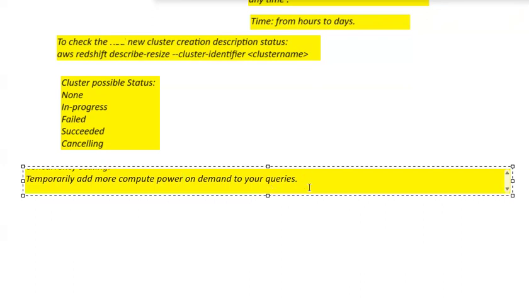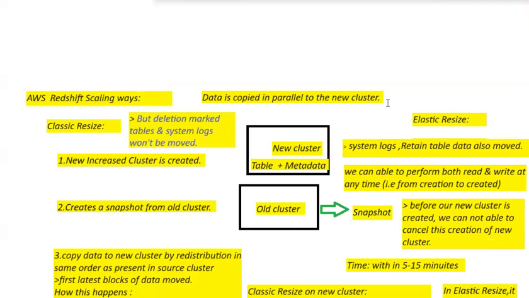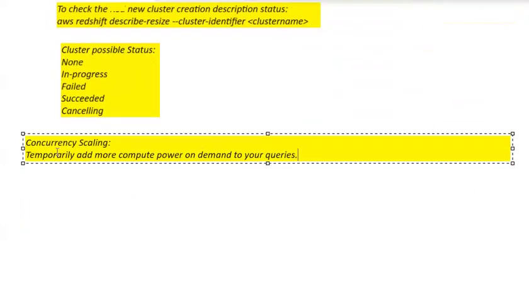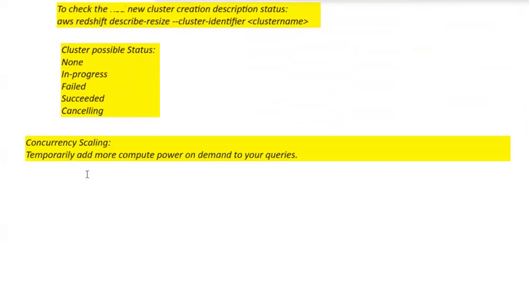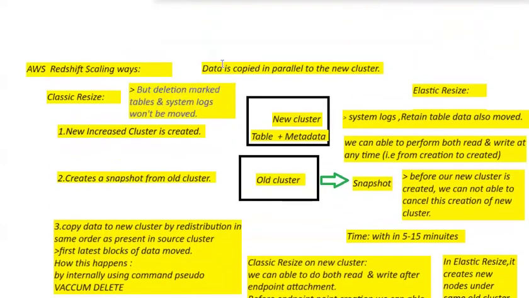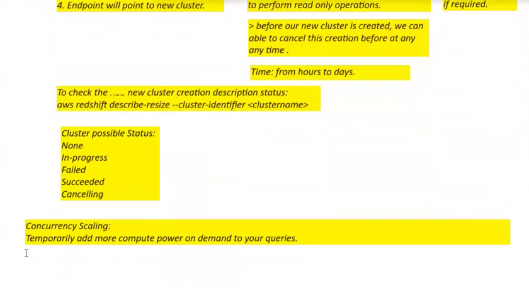So now let's see, we already have two types of scaling. What are they? Classic resize scaling and elastic resize scaling. Let's remember these two as resize scaling. So we already have two resize scaling options. Then why do I need to prefer this concurrency scaling? Before that, let's see the variation between cluster resize and concurrency scaling. So in cluster resize, what happens?